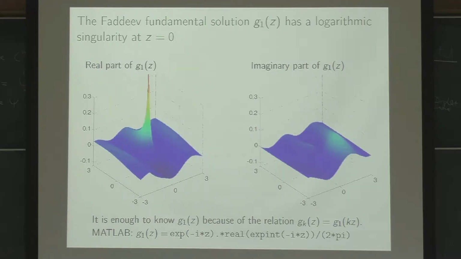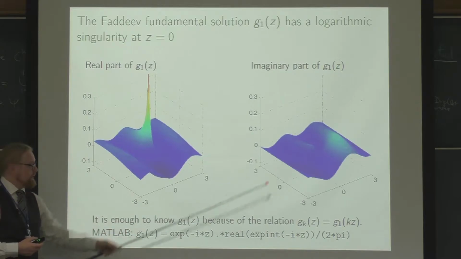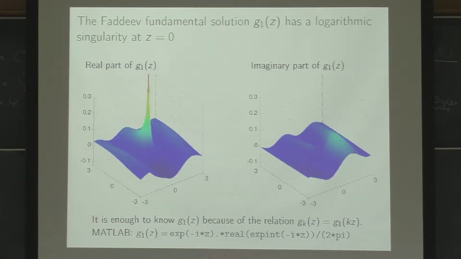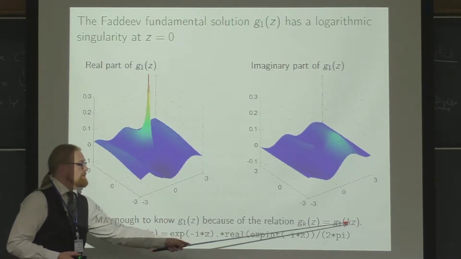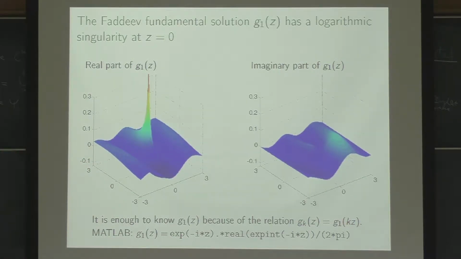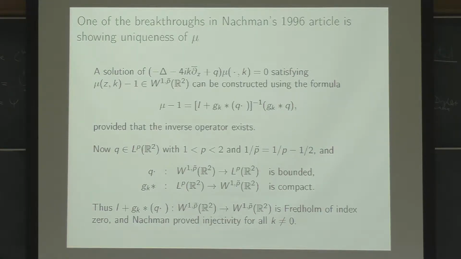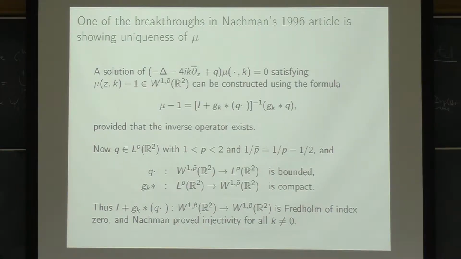Let me just show you a picture of the fundamental solution of Faddeev. This is the real part, this is the imaginary part. In MATLAB, because MATLAB has built-in special functions, it's actually quite convenient to compute this G1 function. And if we have G1, we will have Gk for any k by this property. So then, here is the technical trick, technique in all of its beauty.